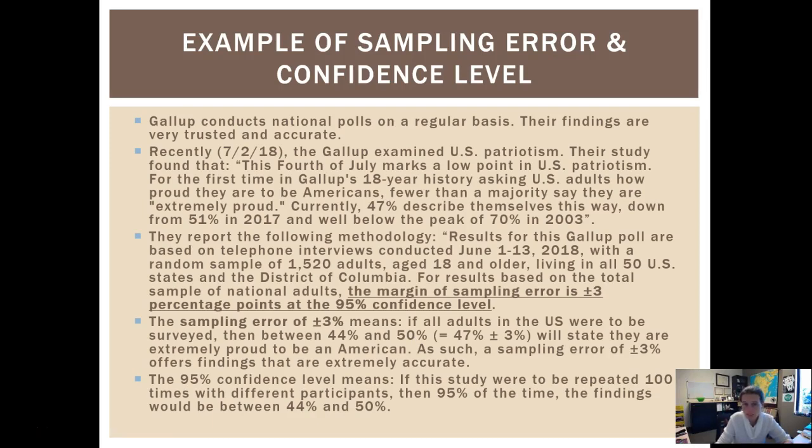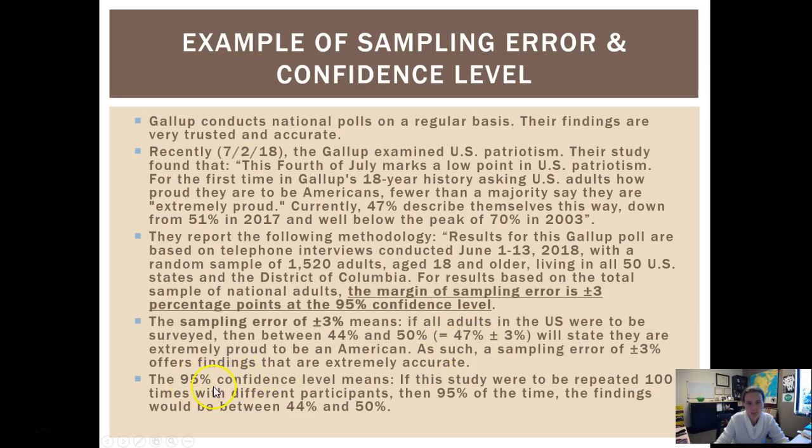So really what that means is that the findings from this study, even though they only collected data from 1,520 people, are extraordinarily accurate. They very accurately represent the opinions of all adults in this country. So that's what the 3% sampling error means. Again, it means that if you were to sample everybody in your population instead of just your sample, your findings would be within 3 percentage points of the study's findings.